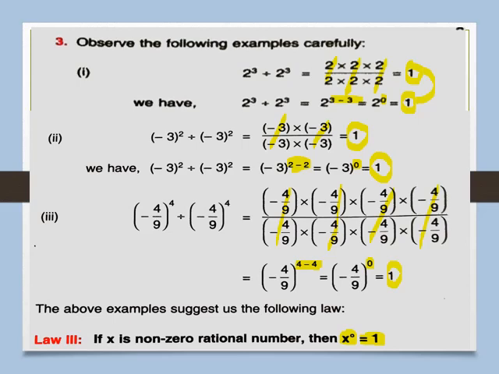See here the third example for the rational number. The power here is 4 and the bases are equal, that is minus 4 by 9. So the 4 by 9 gets cancelled 4 times with the numerator and denominator both. Nothing is left, which means only 1 is left. So either you solve this by the power method, the laws of exponents, or by simple division, you will get the answer as 1. So this is the third law. Any non-zero rational number raised to the power 0, what is its value? Its value is 1.